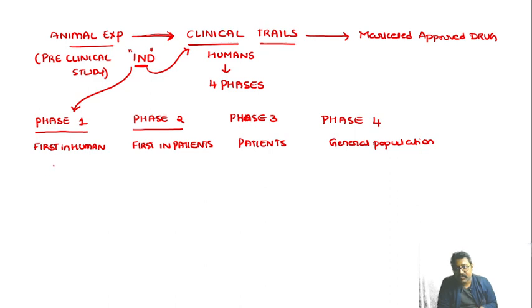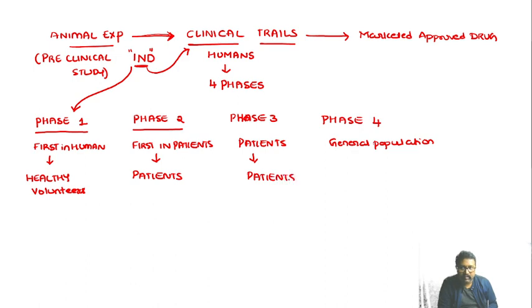In case of first in humans, that is phase 1, it is done on the healthy human volunteers, whereas phase 2 is done on the patients. Again, phase 3 will be done on the patients. So what will be the difference here? Usually phase 1 is done on healthy volunteers, amounting to 10 to 100, and phase 2, which is first in patient, the number may vary from 50 to 500, whereas in phase 3 it will be 500 to 5,000, and this will be the larger population.